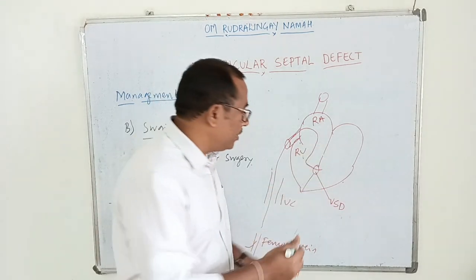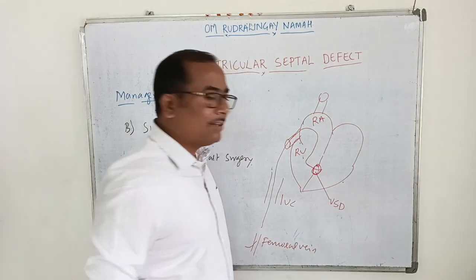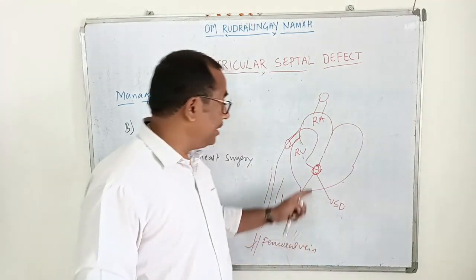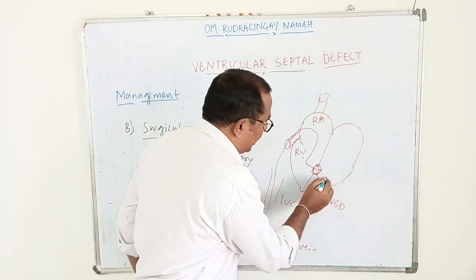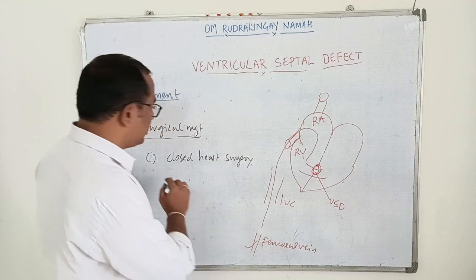Then we open that occluder, and that occluder will fix into the ventricular septal defect, and thus it will close the defect. It will close the ventricular septal defect, and thereby prevent the shunting of blood from the left ventricle into the right ventricle.